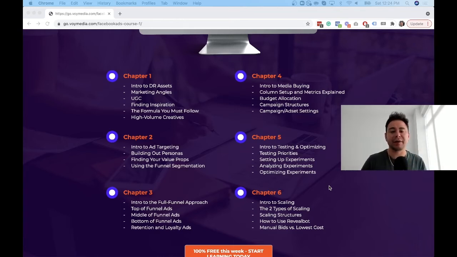Then we have chapter 5, which is introduction to testing and optimizing. Really, which test should you start off with? How do you set up your experiments? How do you do this in a way that's budget efficient and also that makes sense for your company at the stage that you're in? And then ultimately, we have chapter 6, which is introduction to scaling. Here we'll talk about how do we scale campaigns to 20, 30K a day. And really, this is probably one of the most important chapters out there that you can learn.